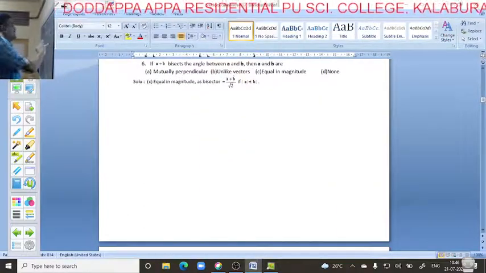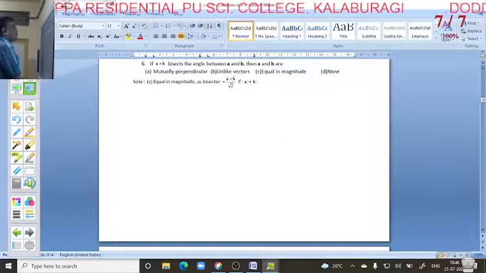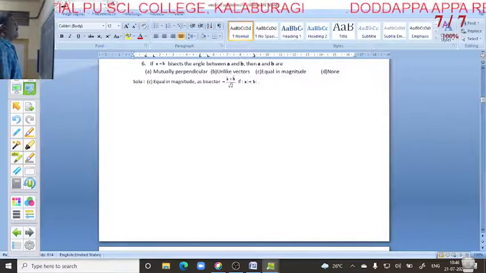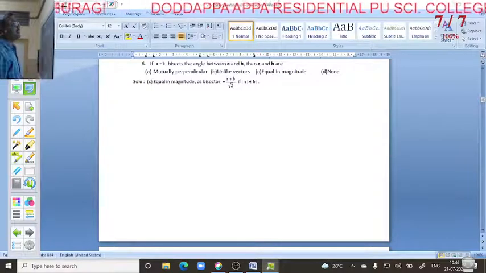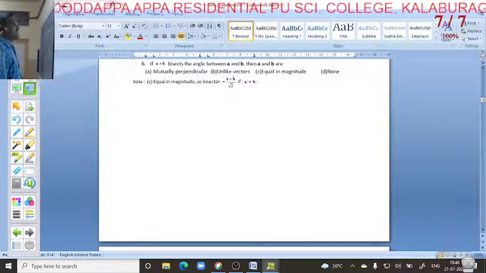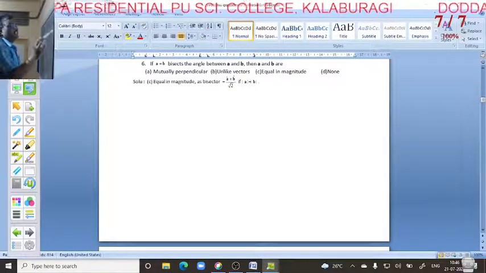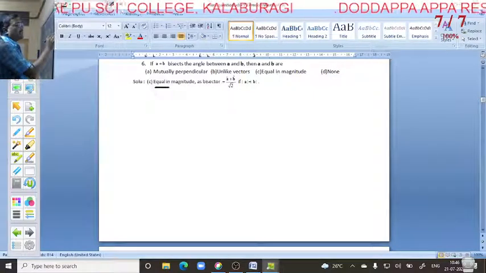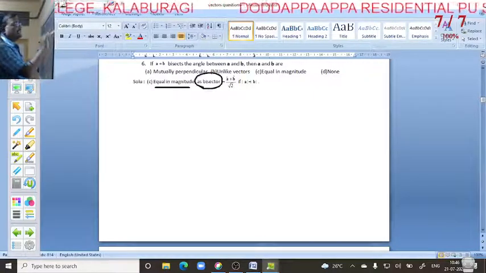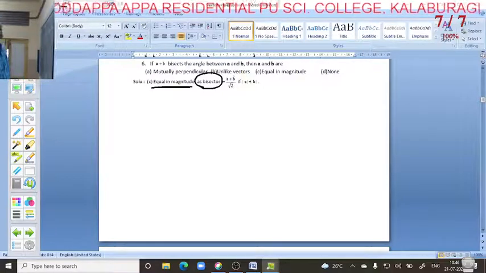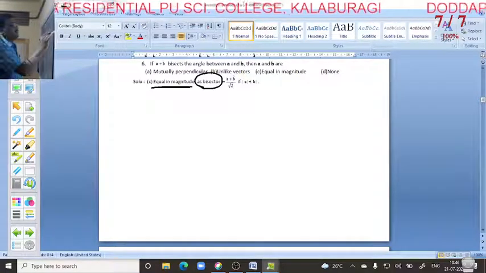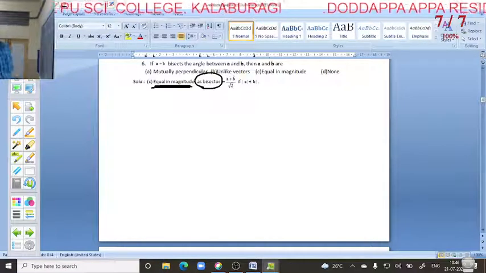Next, sixth one. If vector A plus vector B bisects the angle between vector A and vector B, then vector A and vector B are. See here, as bisect means you have to always remember equal in magnitude. Bisector means always you have to remember that one, equal in magnitude.